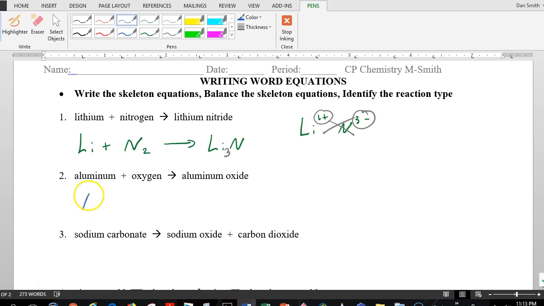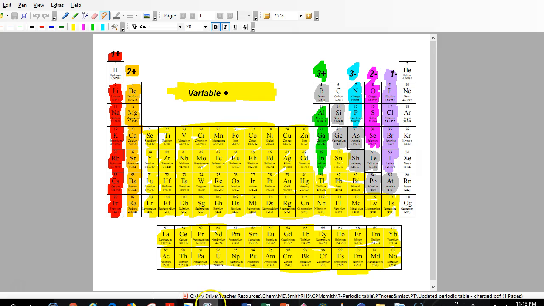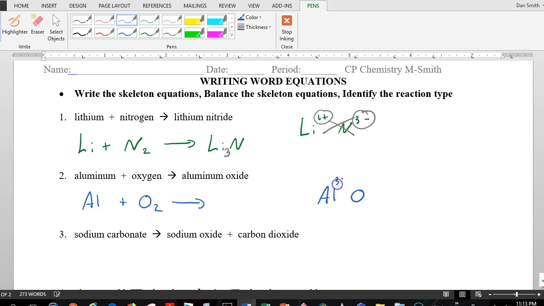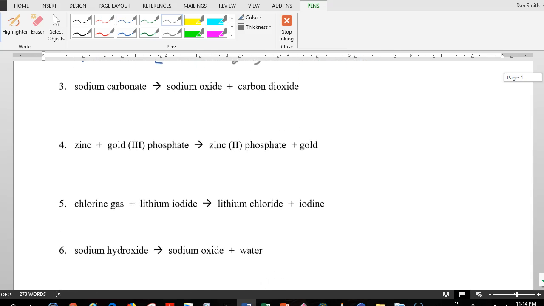And now let's go on to the aluminum. Again, not one of the diatomics. Oxygen is one of your diatomics. Another ionic compound, so aluminum and oxygen. So aluminum is over here with a 3 plus. Oxygen is over here with a 2 minus. So 3 plus, 2 minus, and crisscross. Al2O3. Then again, you can go back and balance that a little bit later if you would like to do so.